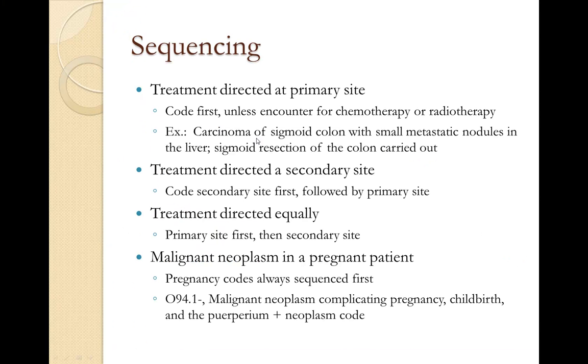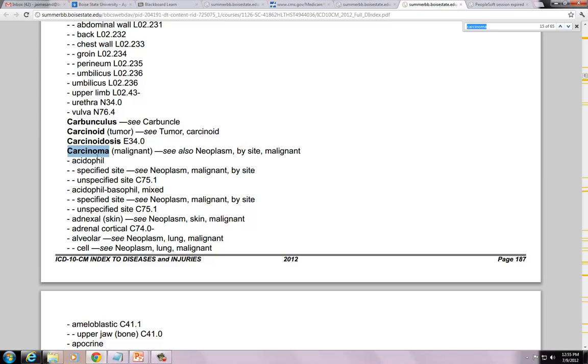Our basic statement here just says carcinoma. So really what this does, it does tell us that it's malignant. Just by the terminology of carcinoma, it is considered malignant. So this tells us to go to neoplasm, which is the neoplasm table, and then the site, and then choose one of the malignant columns.